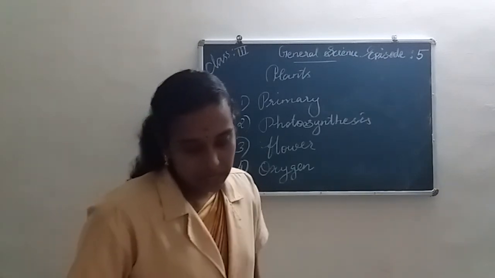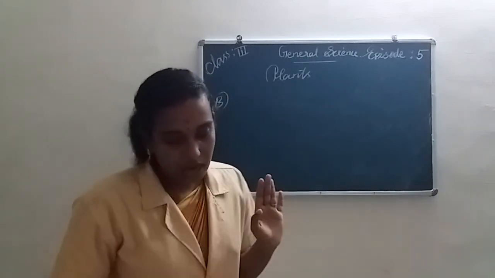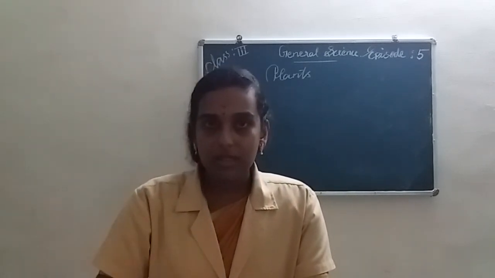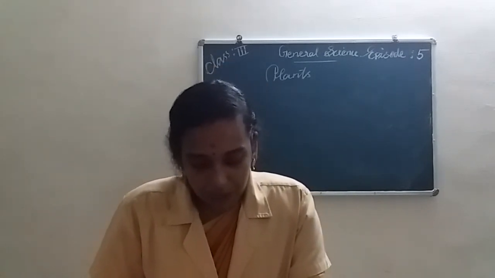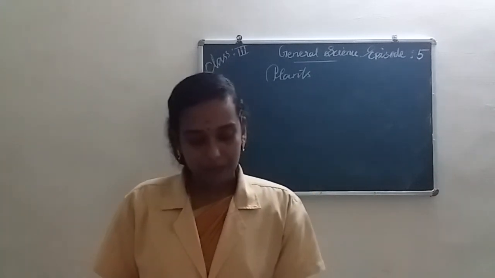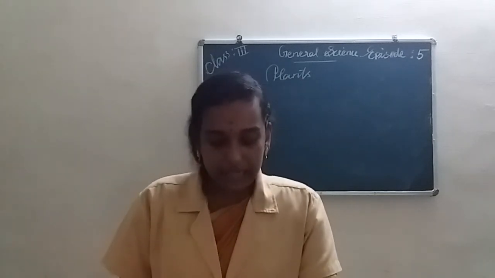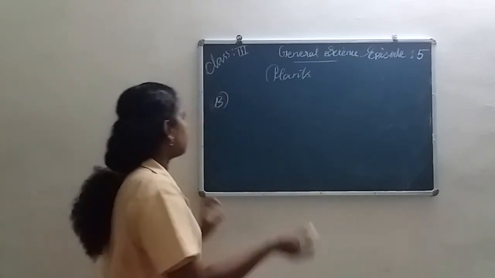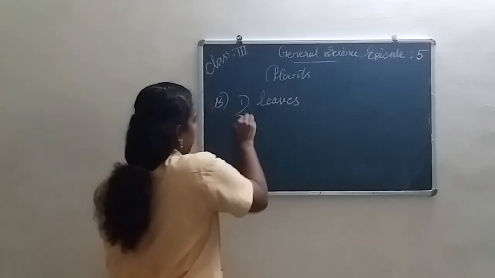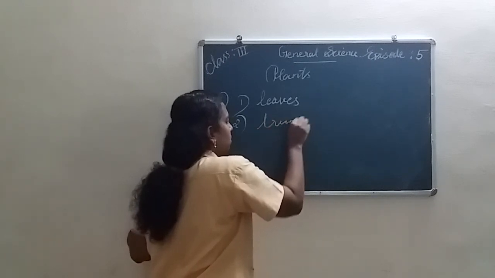And the C part is true or false. I read the question, you should answer whether the following are true or false. First question, the food factories of a plant. Which part of the plant is called a food factory? Yes, leaves. And second, the thick and strong stem of a tree is called a trunk.